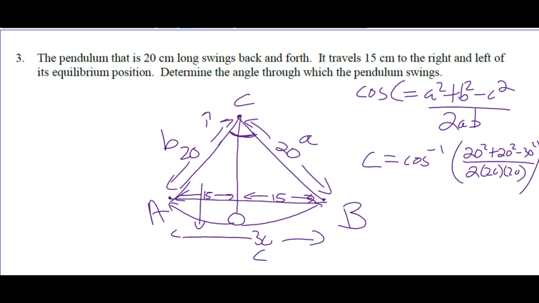I'll get my calculator out. Make sure it's in degree mode. Yep, it is. Okay, second, cos inverse. Bracket. Make sure you put the bracket down first, right? 20 squared plus 20 squared minus 30 squared. Bracket divided by bracket, 2 times 20 times 20. Bracket. Enter. 97.2 degrees. What do I get? 97.2 degrees.